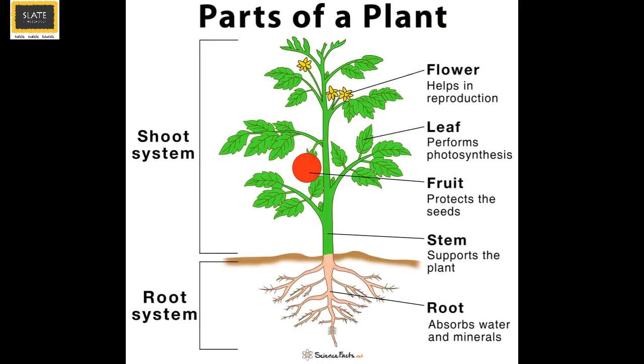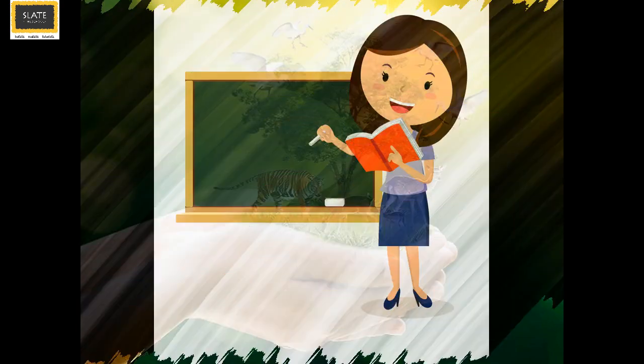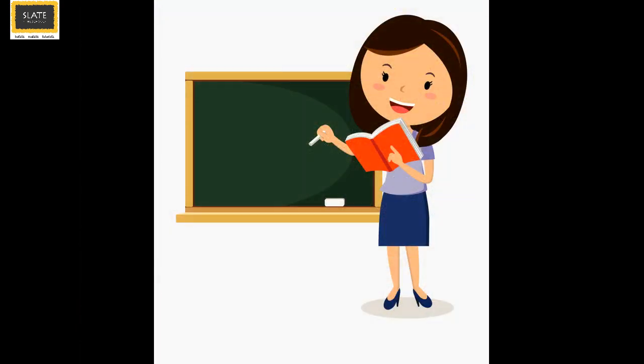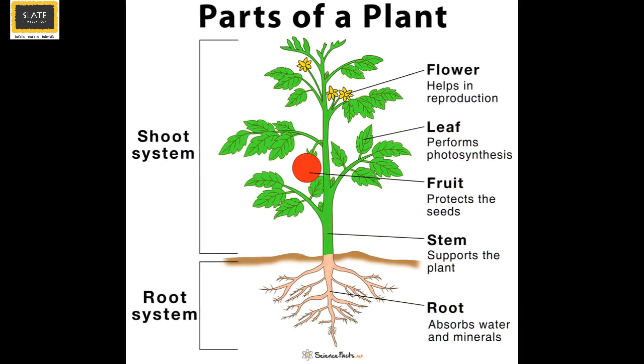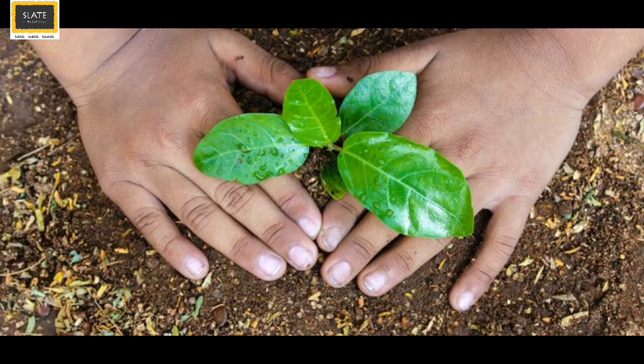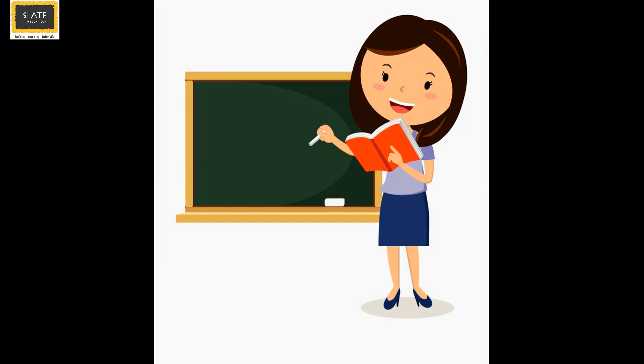In this lesson, we will learn about the most important parts of the plants. These parts help the plant to grow and to survive. So Slaters, can you all tell me what are the different parts of a plant? Very nice. Roots, stems, leaves, flowers and fruits. All of these help the plant in growing and surviving. Now let's read the lesson and understand more about plants.